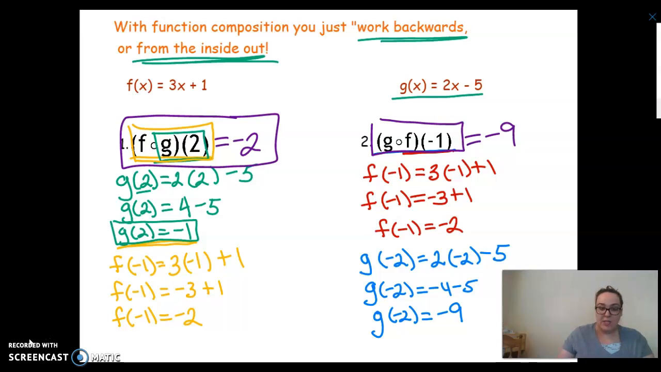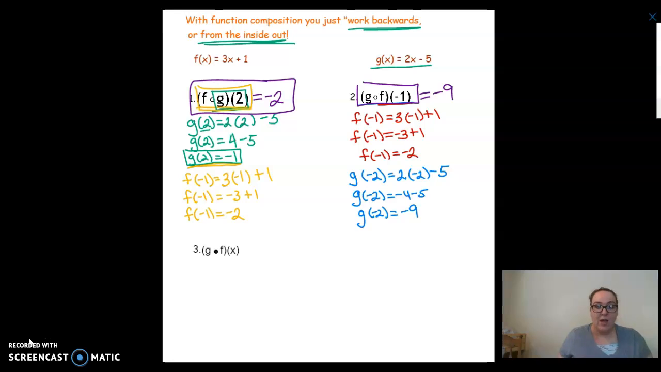This last one down here that you cannot see currently, let me see if I can get it so you can see it. There we go. This last one says g of f of x. Okay, so g of f of x.